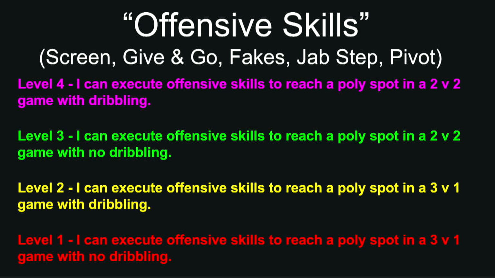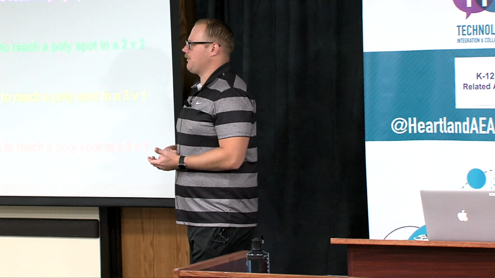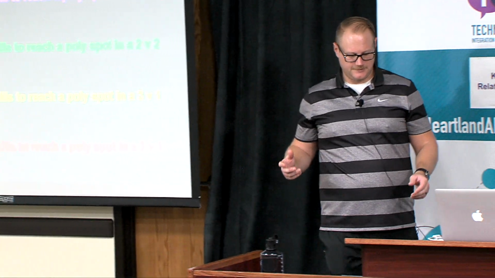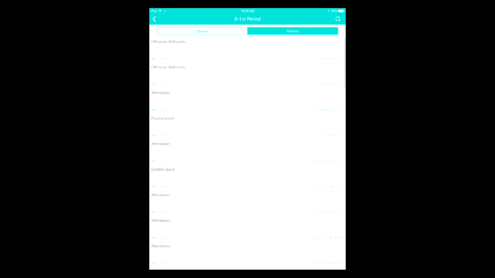I have internet in my gym, not a high bandwidth, but I have a little bit, so I can do that. Sometimes, if we're using the iPad for attendance or music, I'll just use my phone, kind of the same thing. But yeah, I just usually create them on the fly, and I don't give them much of a title at all, because they don't need to see it. It's just for me. But as you can see, like my 8th grade history here, it's offensive skill levels, passing levels, dribble quest, a bunch of attendance ones because we were doing assessments then.